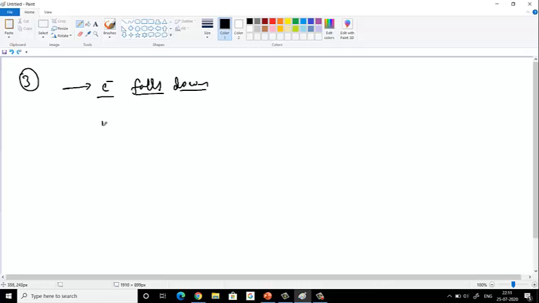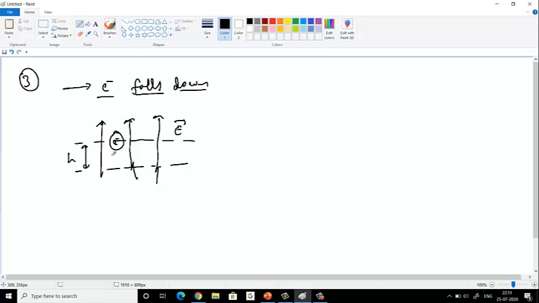Falls itself means it is going down only. So the electron will go in the downward direction only if the electric field is in the upward direction. You know this: an electron always moves in the direction opposite to the electric field. In the question it is given that the electron moves for a short distance, say height h, from here to here, when the electric field is in the upward direction.